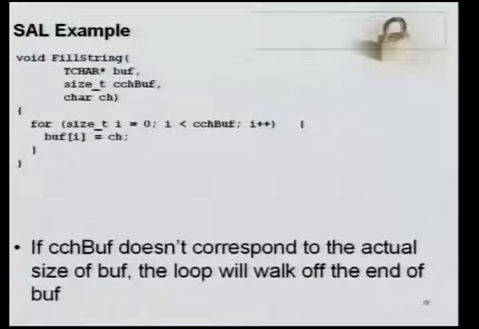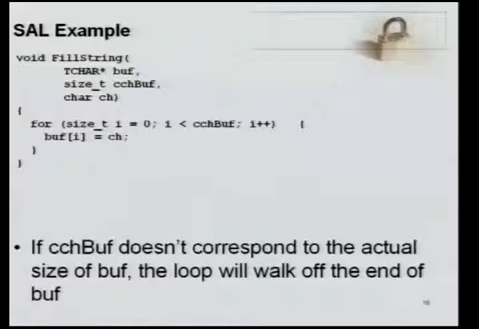So this is kind of an example of how SAL works and how applying SAL. Imagine you have a very simple function that takes a buffer, takes a number of characters in that buffer, and then just fills that buffer with a character that you supply. Now clearly if the size of the buffer that you pass in doesn't correspond to the real size of the buffer, this thing will just walk up the end of the buffer and you have a buffer overrun.